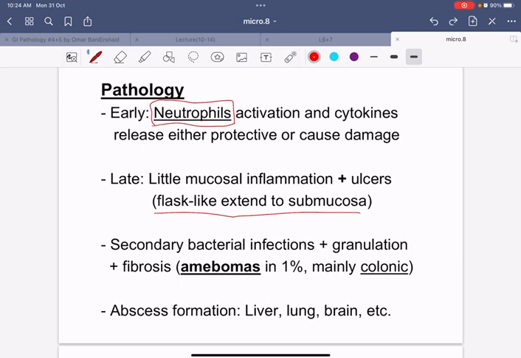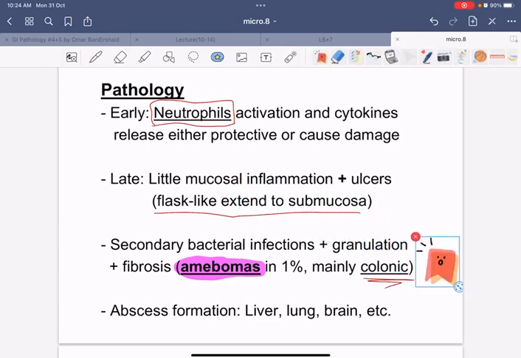There will be amoeboma formation in about 1% of the cases, mainly colonic amoeboma. Abscess formation, as I said, occurs in the liver, in the lung, in the brain, and other tissues. So these are the main areas. The liver is number one. Why? Because the blood usually comes from the intestine first of all to the liver, and mainly to the right lobe of the liver.